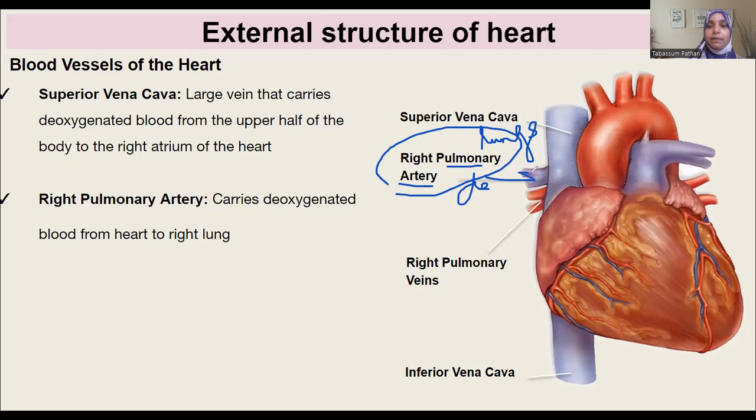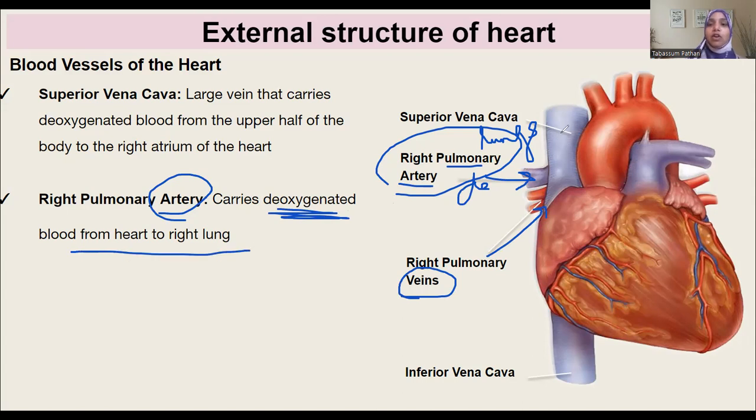So you can see the labeling over here. This is the pulmonary artery, and this is the pulmonary vein, the red one. Red one is the pulmonary vein, and the blue one is the pulmonary artery. Okay, so pulmonary artery, what is the function? Carrying deoxygenated blood from the heart to the right lung.